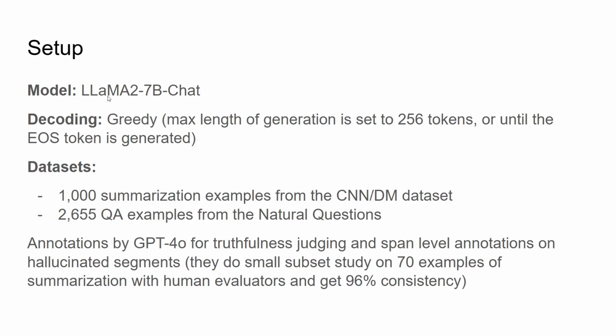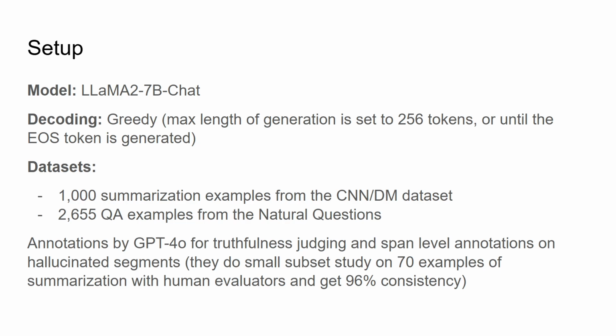In terms of the model, they use Llama 2 7 billion chat. For some later experiments, they also use Llama 2 13 billion, but for the first part, they use this model. They do greedy decoding till 256 tokens or until end of sentence is generated. Then they use two datasets. One is CNN/DM, which is a summarization task, and the other is Natural Questions, which is Q&A. And for annotations, they use GPT-4. They want to judge how truthful the model is and also mark how much hallucination the model produced, so for this they use GPT-4.